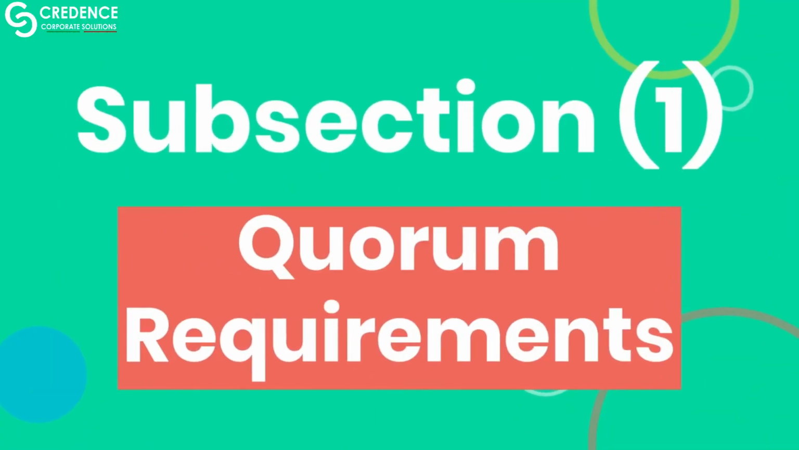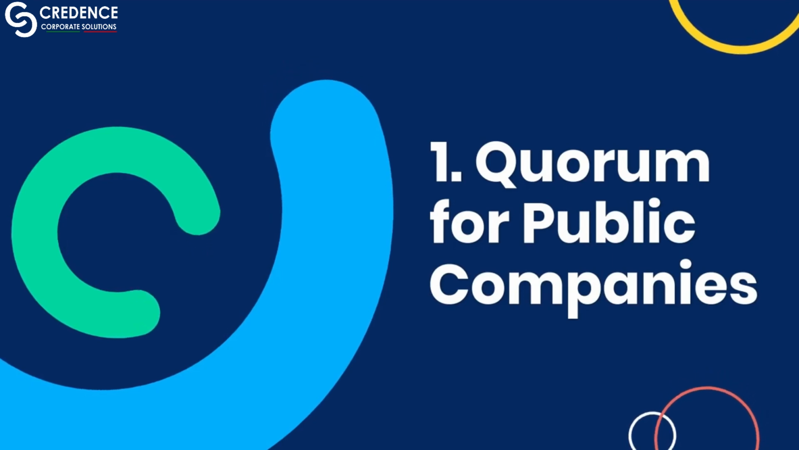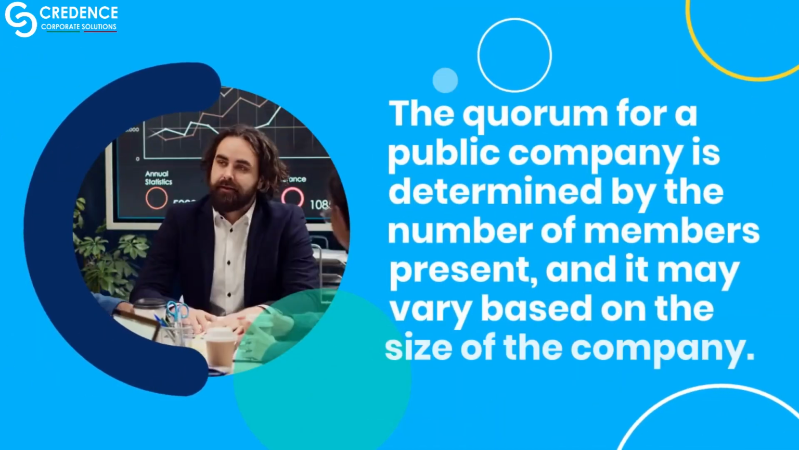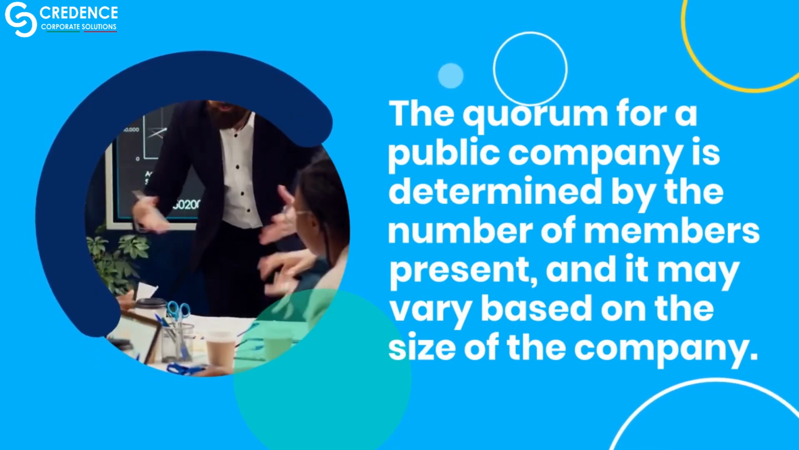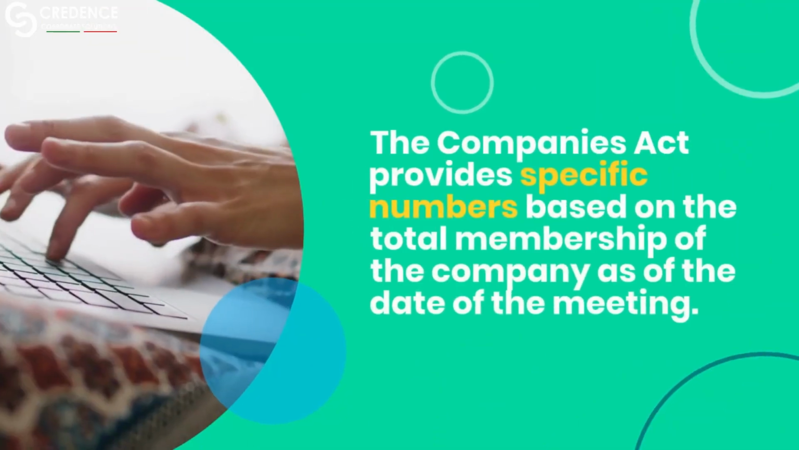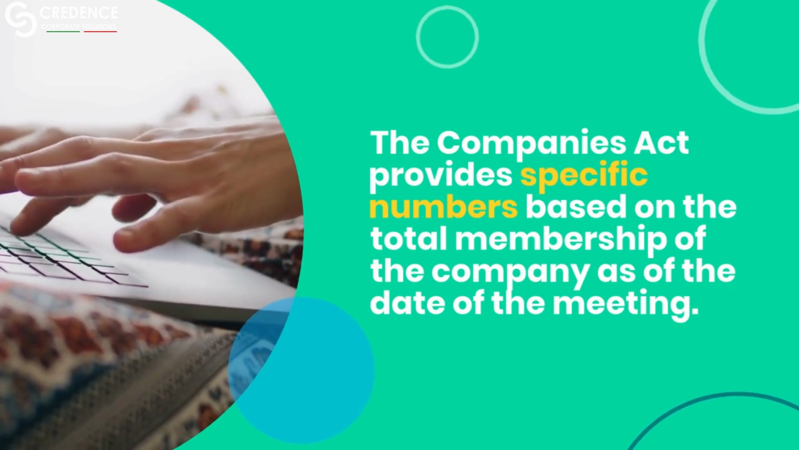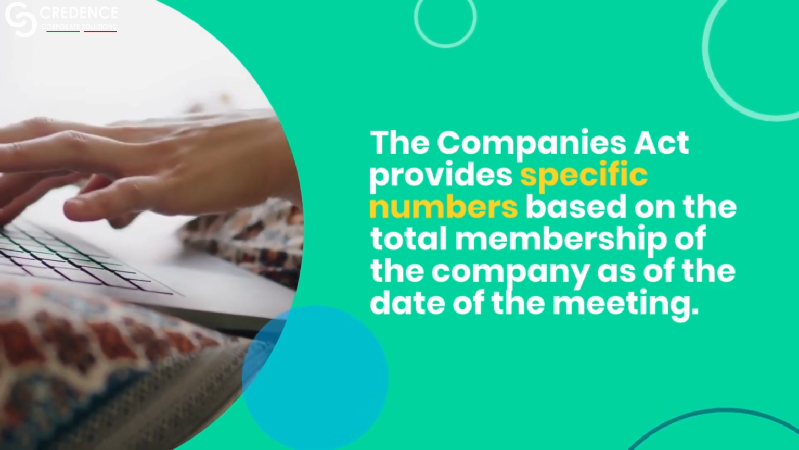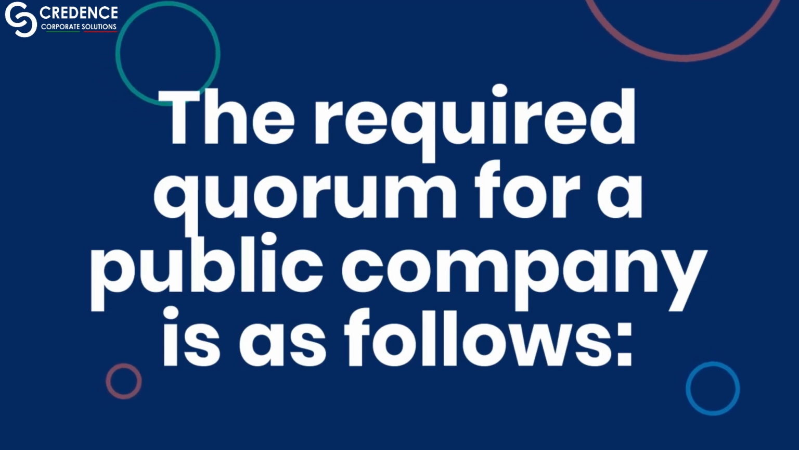Subsection 1: Quorum Requirements. 1. Quorum for public companies. The quorum for a public company is determined by the number of members present, and it may vary based on the size of the company. The Companies Act provides specific numbers based on the total membership of the company as of the date of the meeting. The required quorum for a public company is as follows.